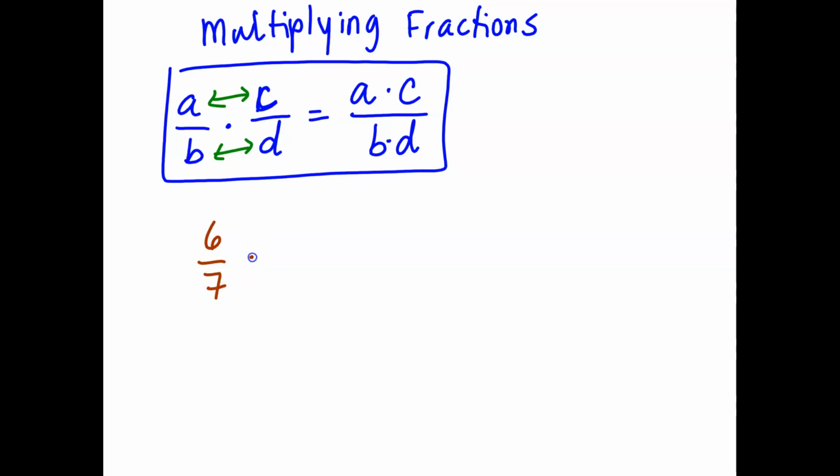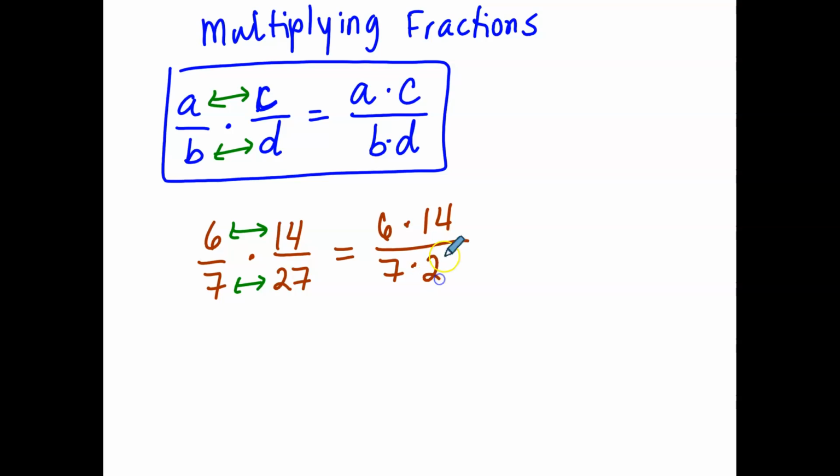6 over 7 times 14 over 27 is equal to: multiply the numerators and then multiply denominators. 6 times 14 divided by 7 times 27. Wait, it's going to be a lot of multiplication if you multiply big numbers. Let's try to reduce it.